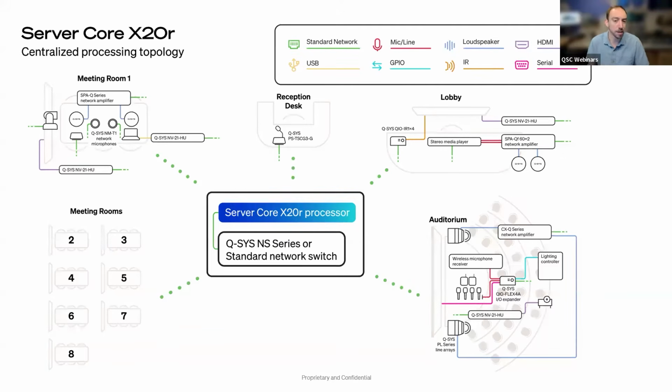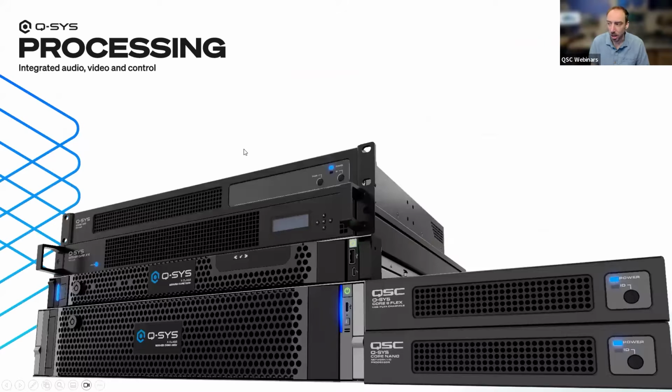We also have a reception desk that's handling paging for this entire floor. We have a lobby that has its own peripherals there. And then we have that auditorium that has just the peripherals located in it now, instead of the peripherals, the core, and everything in one location. So this is that centralized processing model. And that's our new Q-SYS core processors.